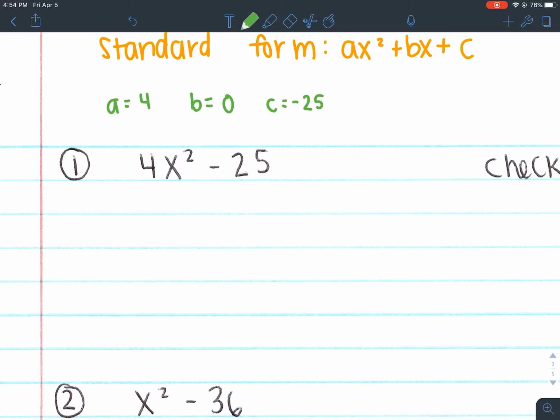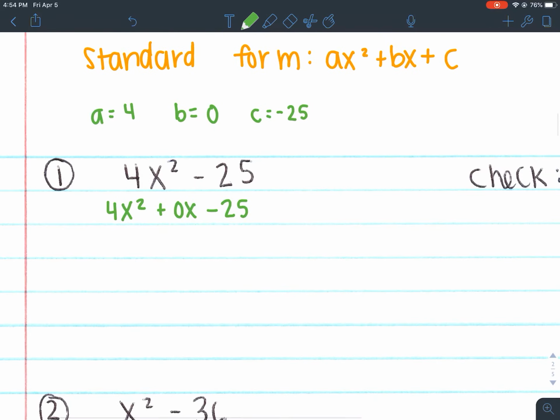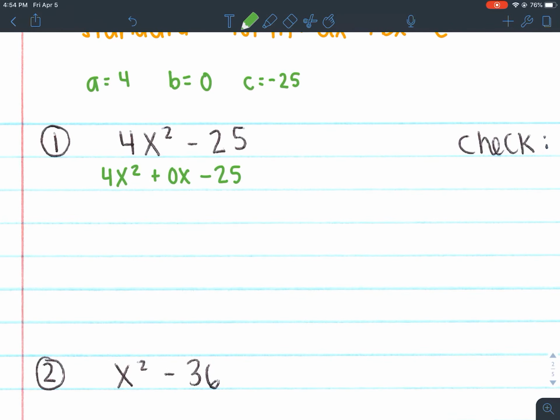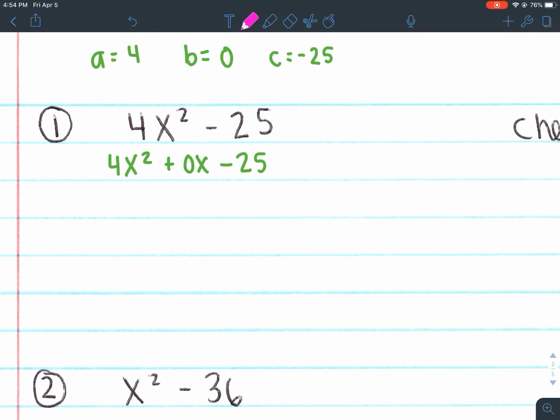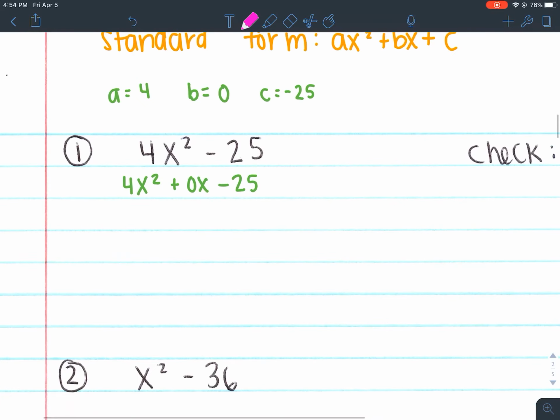So I could technically rewrite this and put 4x squared plus 0x minus 25. Again, you still don't need to be writing. I'm going to erase all of this in a second and show you the shortcut. I do want to show you, however, how it's equivalent. So again, this and this are the same thing. I'm just writing it out and expanding it.